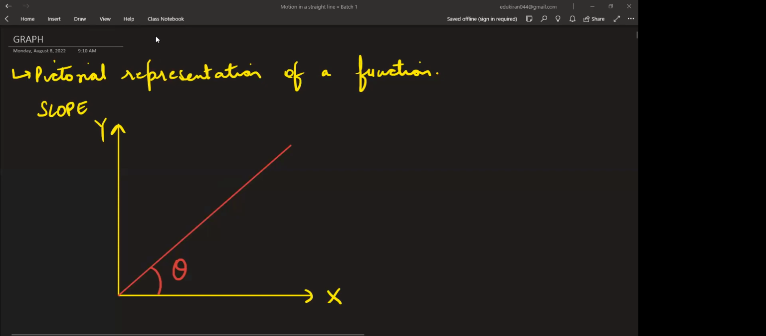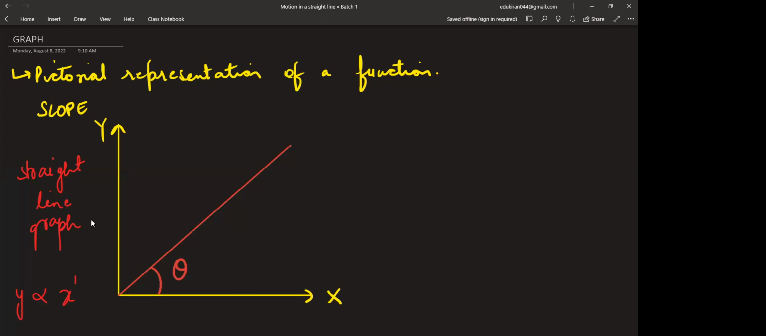Now see, a graph is basically a pictorial representation of a function. There are different types of graphs. Firstly, you have the straight line graph. And when do you use a straight line graph? When your y-axis component is directly proportional to the x component with power 1. This is how you will be calculating.